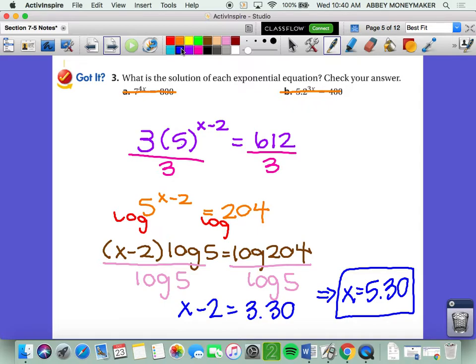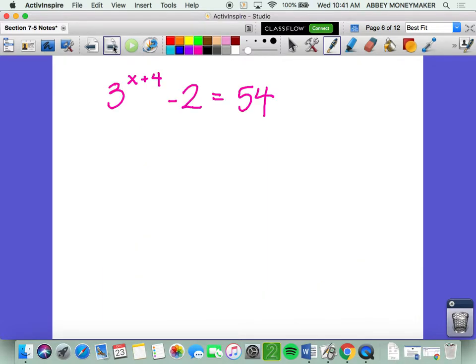Yes. Okay, Carson. Why could you not have added the 2 earlier? Because it was being multiplied by the log of 5. Okay. So you had to divide by the log of 5 first and then add the 2 over. Yeah, great question. Anybody else got a question? No. All right. See if y'all can do this one on your own.